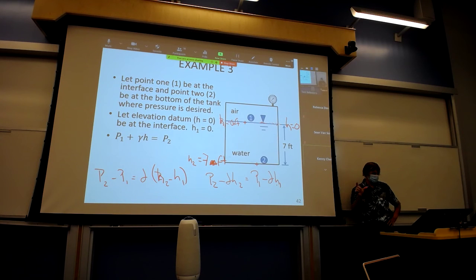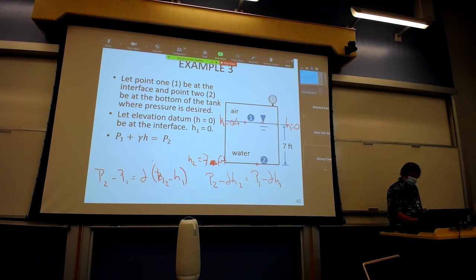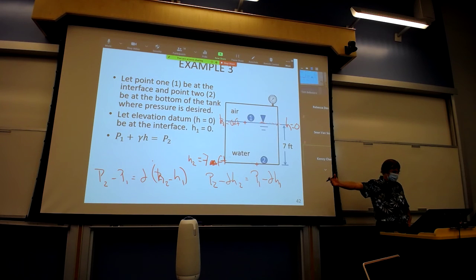So all I did was group like subscripts. I brought gamma H2 to the left-hand side. It was positive on the right, becomes negative on the left. And I brought P1 to the right-hand side. That was negative on the left, becomes positive on the right. So that's true. And you know H1 is equal to 0.